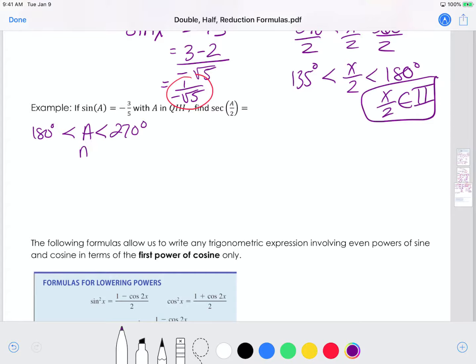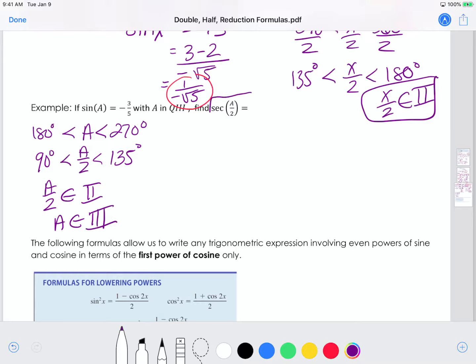If I want to figure out where angle A over 2 is, so I know whether to use the plus or the minus, I need to divide everything by 2. So that's going to give me 90 degrees and 135 degrees. So I know that angle A over 2 is in the second quadrant, and angle A is in the third quadrant. Now, we don't have a formula for secant of angle A over 2.